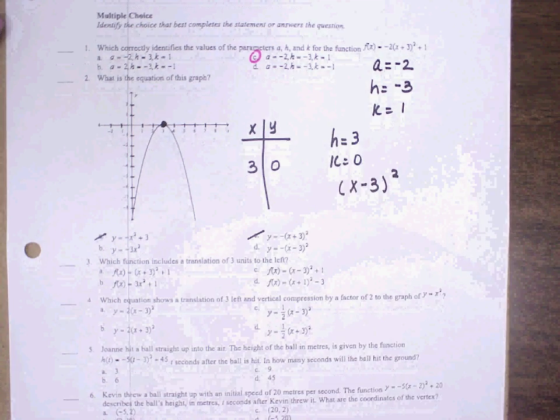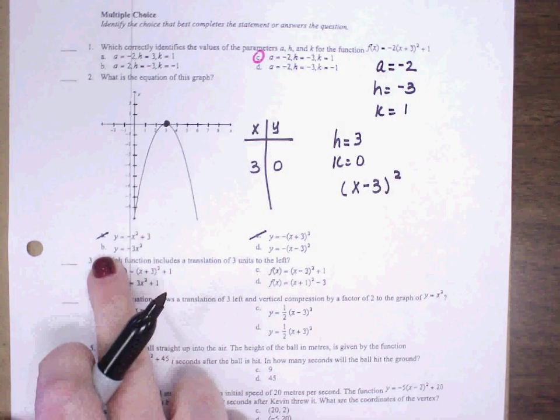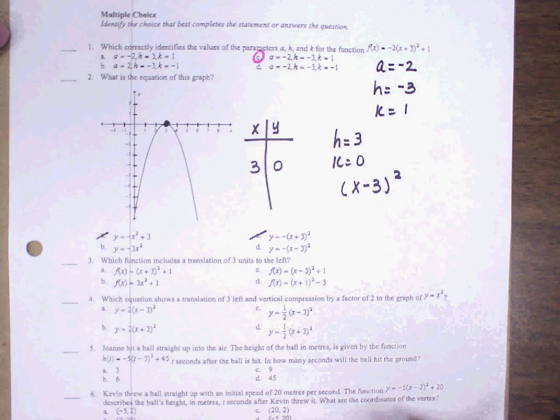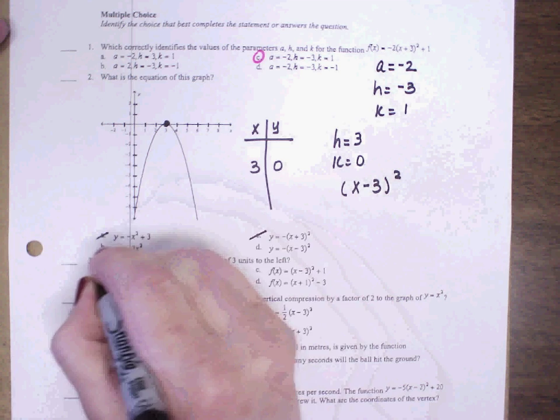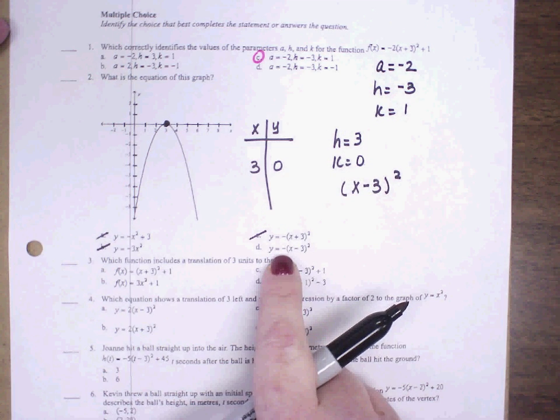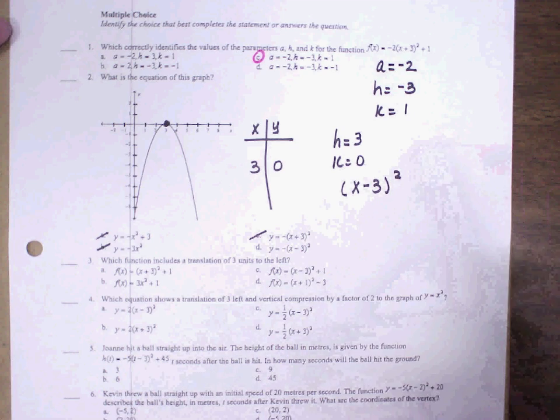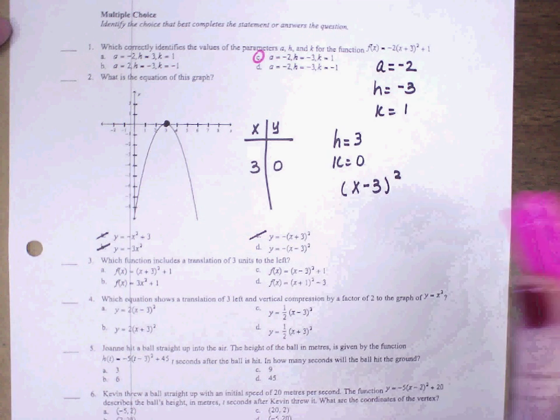Okay? And then you can eliminate B because it doesn't have that x minus 3 squared, I'm sorry. And that does make sense because it's a negative and it should be opening down. So the correct answer would be D.